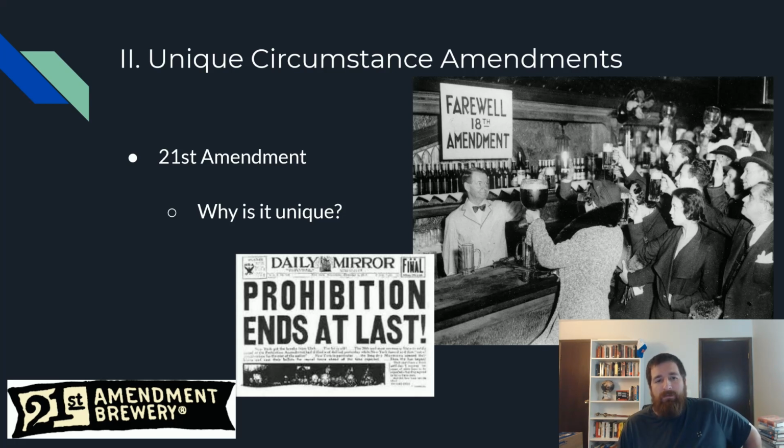The 21st Amendment repeals the 18th because of how much of a disaster it was and how many problems it ended up creating. This amendment is unique because it is the only amendment that has been passed to repeal another. In other words, the 18th Amendment is null and void because of the 21st, and that's the only amendment that we can say that is the case with. No other amendment has been overturned by an amendment being passed later down the road. So that's what makes this one unique.